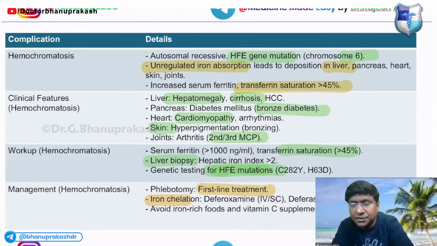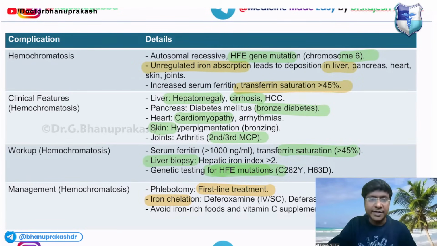That will be in the form of micronodular cirrhosis. And the first line investigation will be transferrin saturation. Investigation of choice will be liver biopsy, and first line treatment will be phlebotomy. So this is the story related to hemochromatosis, and this is the story related to hepatology as well.